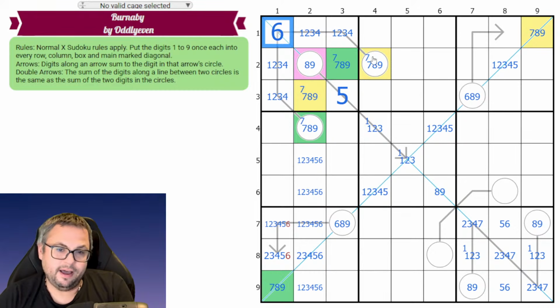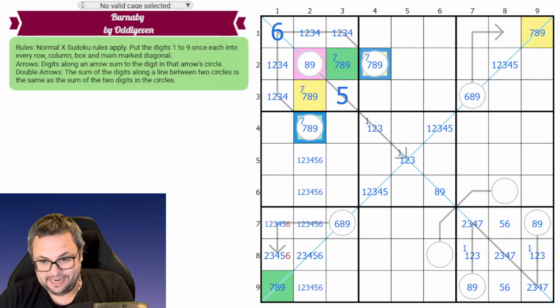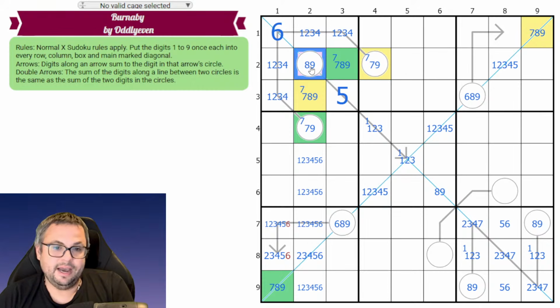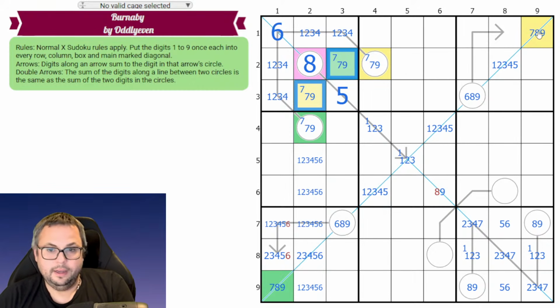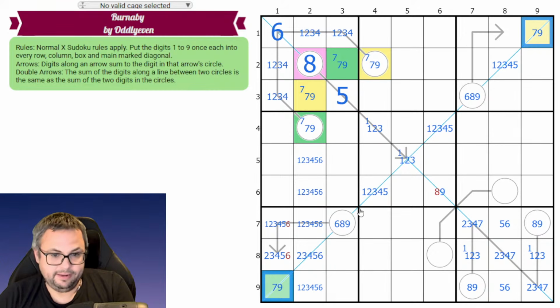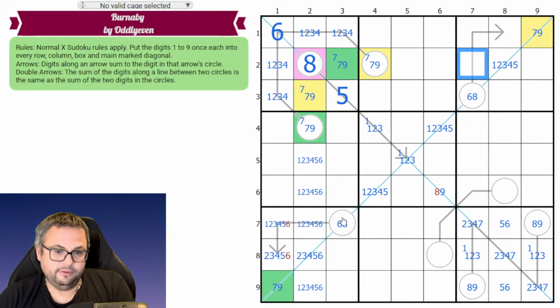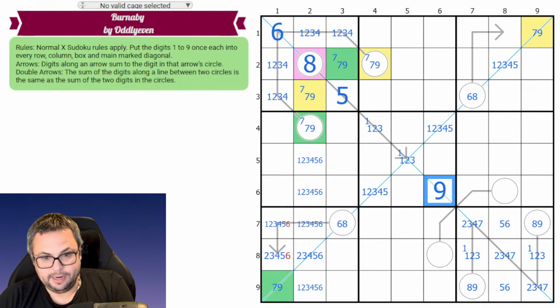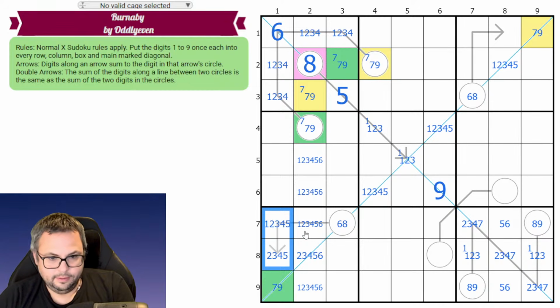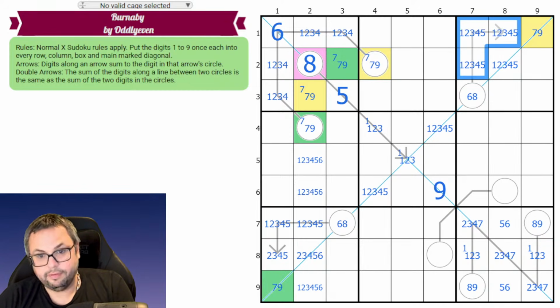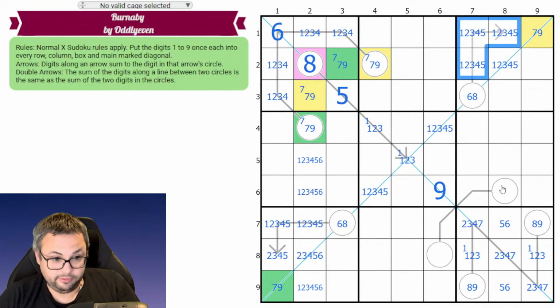Makes that a 6, makes that a 5, makes the sum here 16. So these are 7, 9, which makes that an 8. These aren't 8, so that makes these an 8, 9 pair. So these are a 6, 8 pair. That has become a 9. In fact, all of these have ceased to be 6. These are also from 1, 2, 3, 4, 5, because you can't put a 6 on an arrow that sums to 6 or 8.